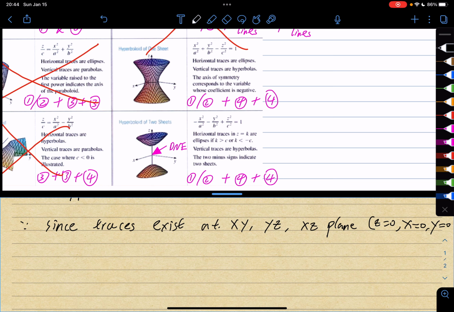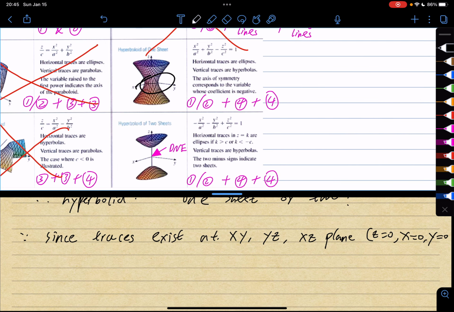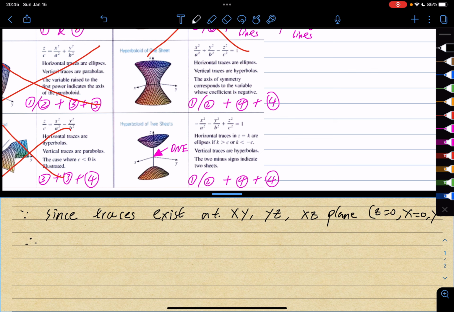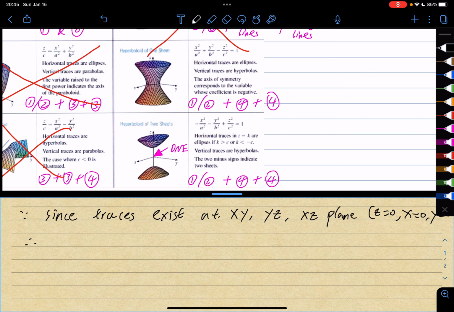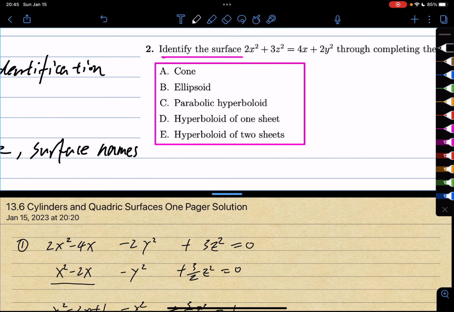That means this surface is continuous across this center region of the coordinate system. Because if we had a hyperboloid of two sheets, we would not be able to get any 2D traces at, let's say, Z equals 0 or X equals 0, Y equals 0, because the shape simply does not exist right here. So that is the key differentiator between the hyperboloid of one sheet and two sheets. Therefore, we are dealing with a hyperboloid of one sheet. So the correct answer for this problem is D.